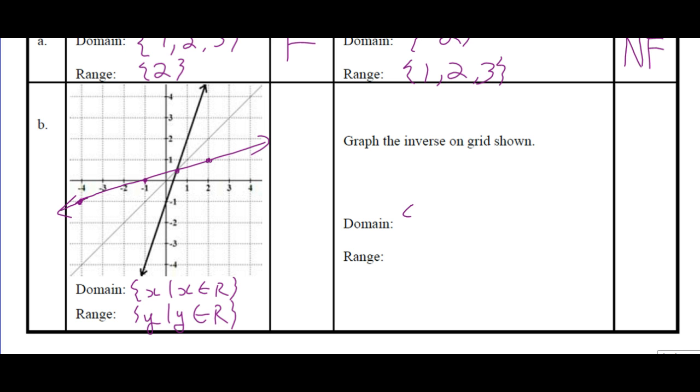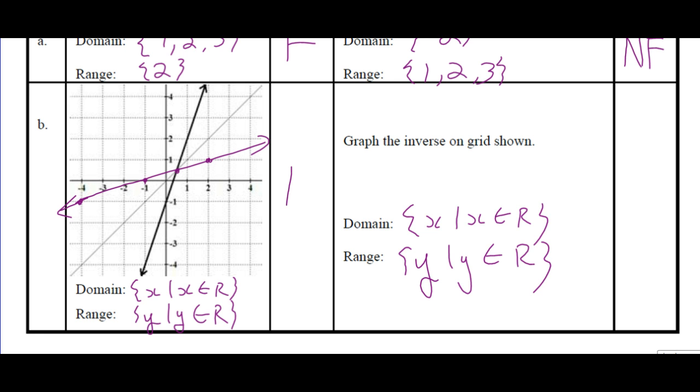What's the domain of this? Is the original a function? Is the inverse a function? So they're both functions.